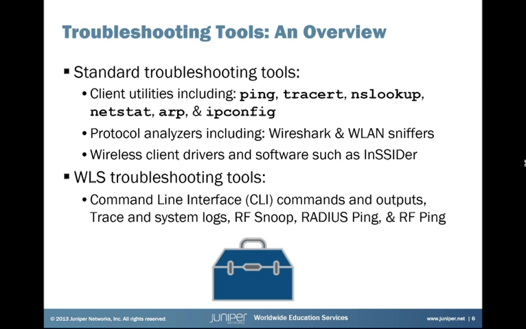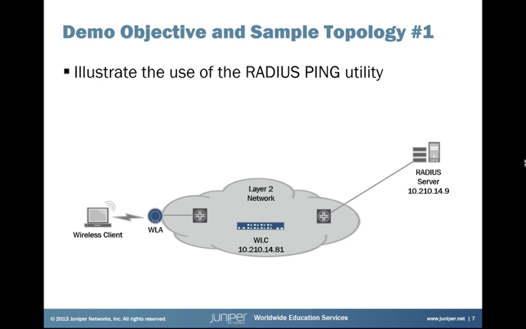In addition to these command line services and the commands and outputs, there are a couple of utilities, RF Snoop, Radius Ping, and RF Ping. These can provide additional insight and information that may help you pin down an issue and get that issue fixed. We'll focus in on a couple of these, specifically Radius Ping or Rad Ping and RF Ping. In the next portion here, we'll have a couple of demonstrations. The first demonstration will focus on Radius Ping.